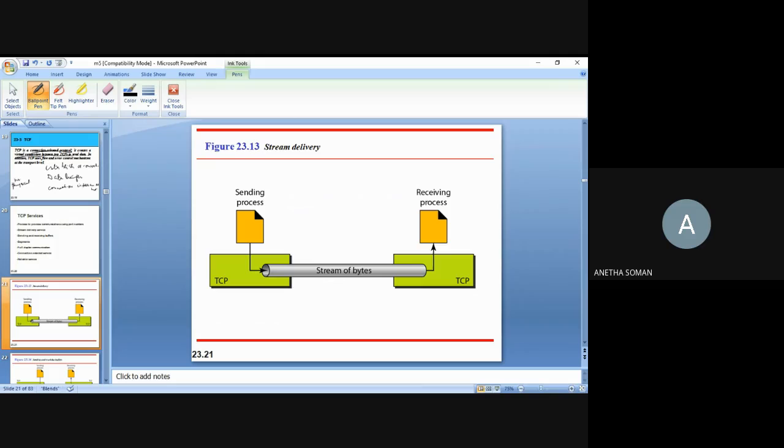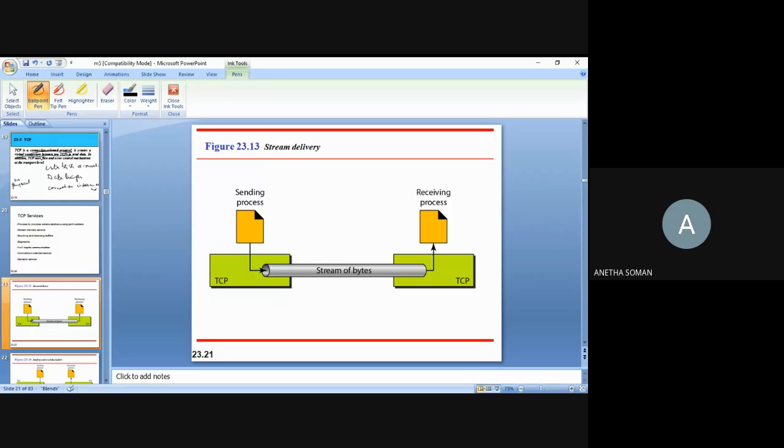And that connection, I have told you, is a virtual connection, or imaginary tube, created so that they carry data across the internet. You can see you have a sending process and a receiving process, both virtually connected, or imaginarily connected through a tube. Here the sending process will deliver the data as a stream of bytes, and the receiving process will also obtain data as a stream of bytes.